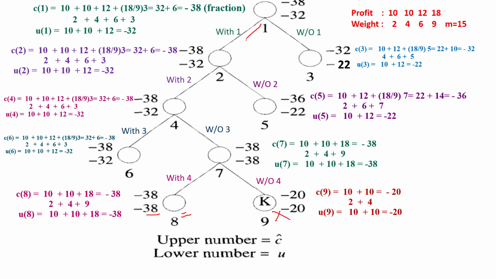Let's see. With 1 means you have to consider it as 1 here. The first item you have included. The next value is 1 here. With the 2 means you have to take it as 1 here. You have included the second item also. Without 3 means 0. Without means it is 0. Next, with 4 means 1 here. This is your solution part. If you trace, you will get the solution part like this.